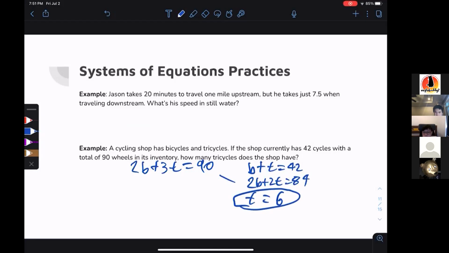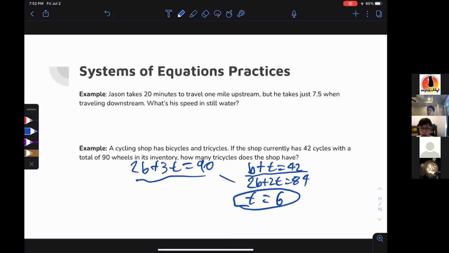And so the key to this is that each vehicle contributes 2 wheels if it's a bicycle, and 3 wheels if it's a tricycle. So that gives this equation, and then this other equation comes from the total amount of vehicles being 42. And then like Vincent did, you multiply the second equation by 2, so that matches the b term's coefficient, and then you subtract them to get t is equal to 6. So the shop has 6 tricycles. Make sure to answer the right question for this one.